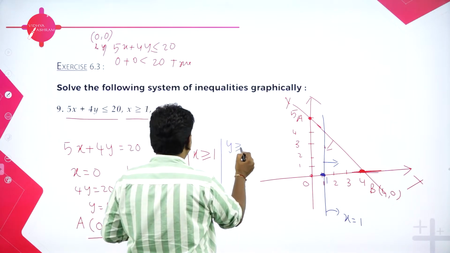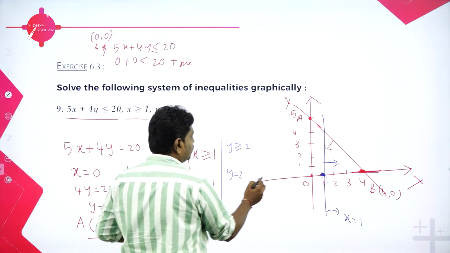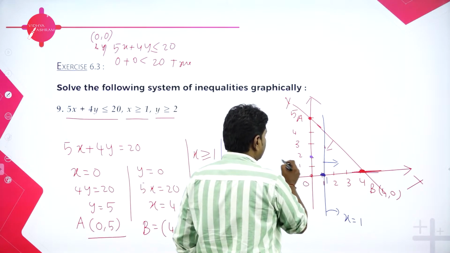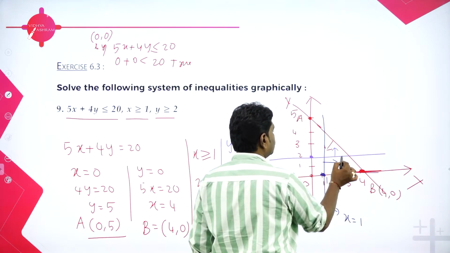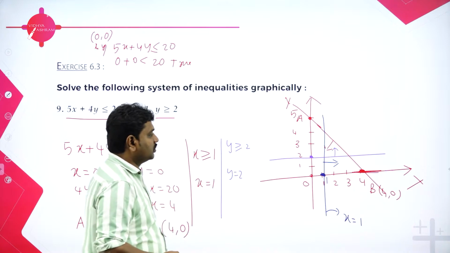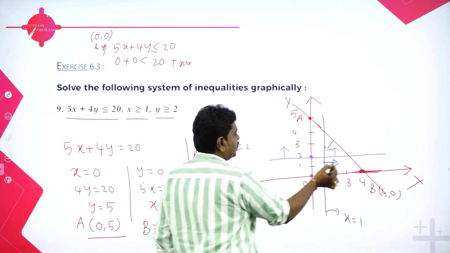Then y greater than or equal to 2. Y equal to 2 means on y-axis at 2, draw a line parallel to x-axis. Greater means I should shade above. So like this, shading goes upwards.